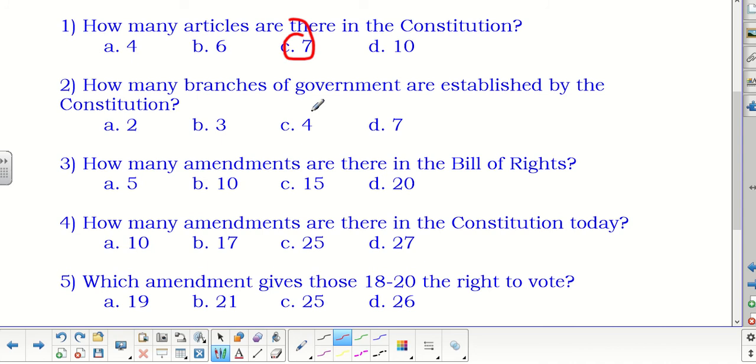How many branches of government are established by the Constitution? Take a moment and think about that. And hopefully you're going, okay, legislative, judicial, executive. If you're trying to think of more, I don't know why, because there's only 3.